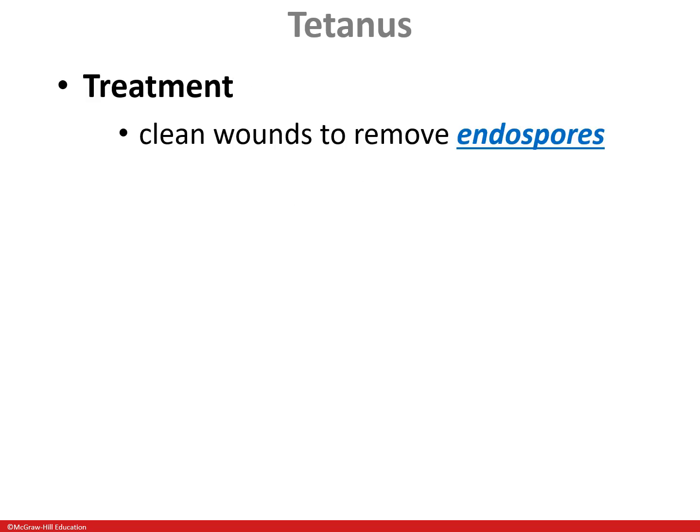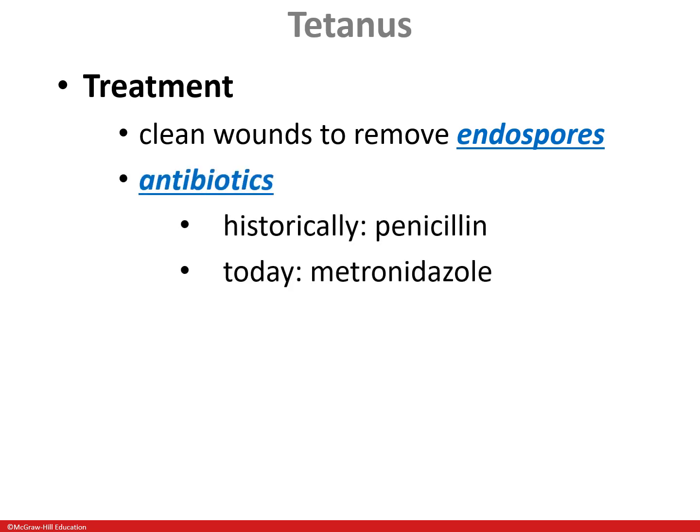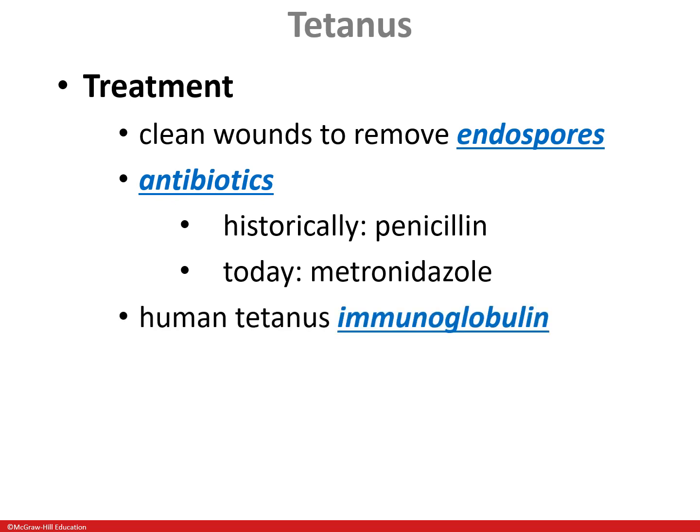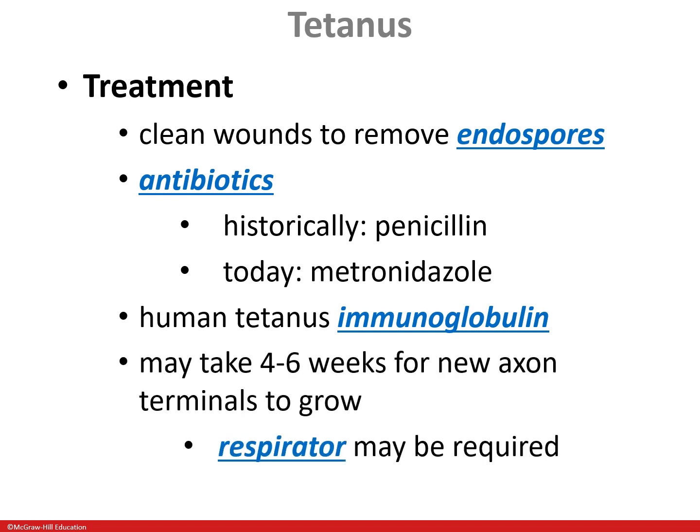So treatment starts with cleaning the wound to remove any additional endospores. Antibiotics, of course, historically penicillin was effective, but now today we would use other forms. And we do also have antibodies against the tetanus toxin. And so that would be something we would do after an exposure to help make sure and bind up and neutralize those toxins. But just like in botulism, depending on how much toxin is in the body, it may take a few months to grow new axon terminals to regain access or regain function of those muscles.